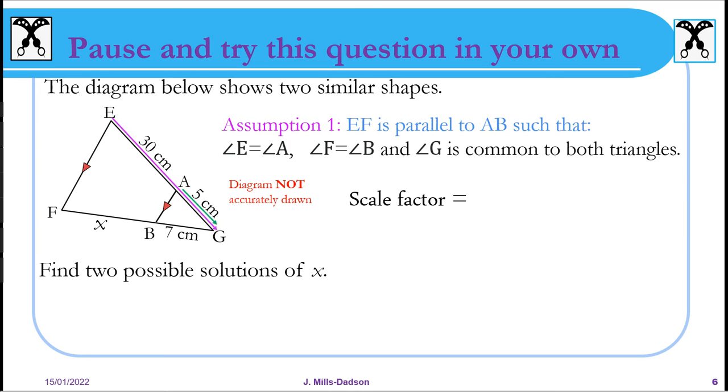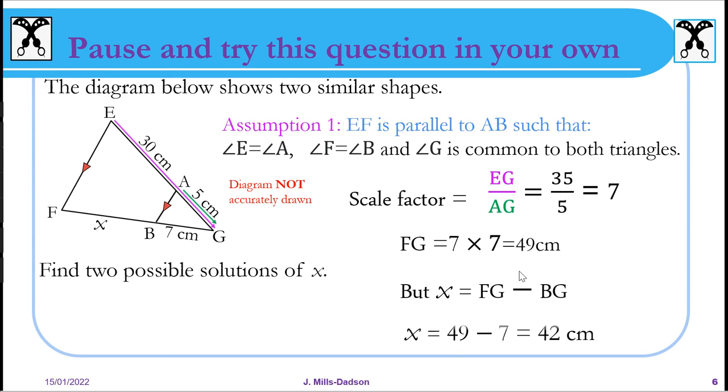First assumption, so scale factor 35 over 5 is 7. To work out x, let's work out AG. 7 times 7, 49, and take 7 from 49. So our first answer is 42, based upon our assumption here.